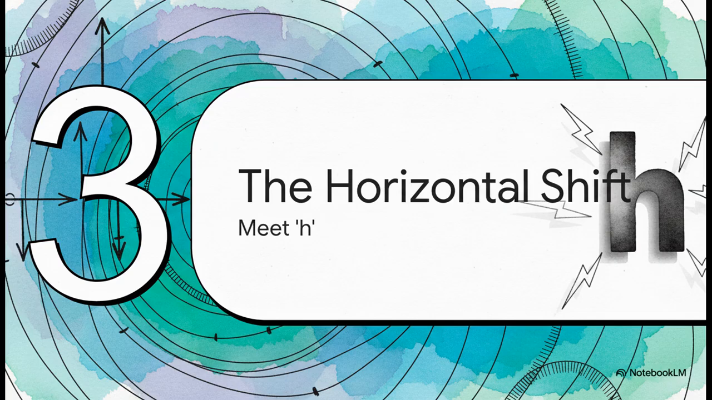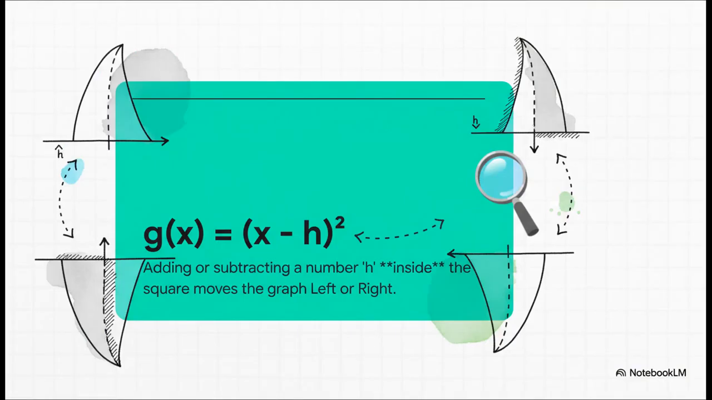Okay, now that we've totally mastered moving up and down, it's time to meet h and start shifting things left and right. But I need you to pay close attention here, because h has a little trick up its sleeve. Now look at the formula for a horizontal shift. It's g of x equals, and here's the key, the quantity x minus h, quantity squared. Do you see the huge difference? The action, the plus or minus h, is happening inside the parentheses with the x, before anything gets squared.